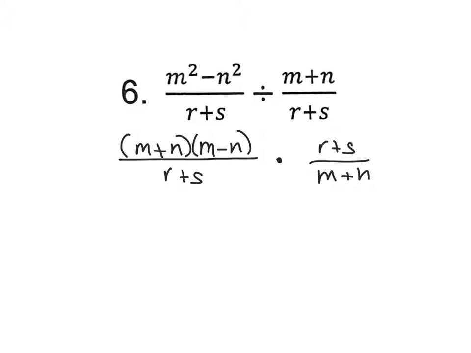And then I'm looking again, what can I cancel? I have an r plus s and r plus s, an m plus n and m plus n. And what that leaves me with is an m minus n over 1, which is just really m minus n. So good to go there.